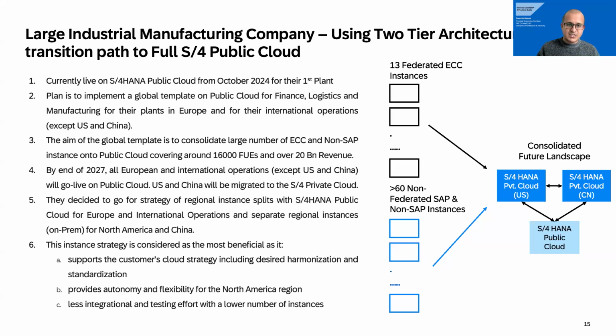And they decided to go for this strategy because it allows them to have consistent standardized global templates across the organization. It's aligned with their cloud strategy, including harmonization and standardization, and also provides the autonomy and flexibility for the North America region, which has its own business plans. It is also very easy to maintain this landscape in future, because now they don't have to look at 73 different instances to maintain, right? So this is an ongoing project as well, which is a very important customer of SAP.